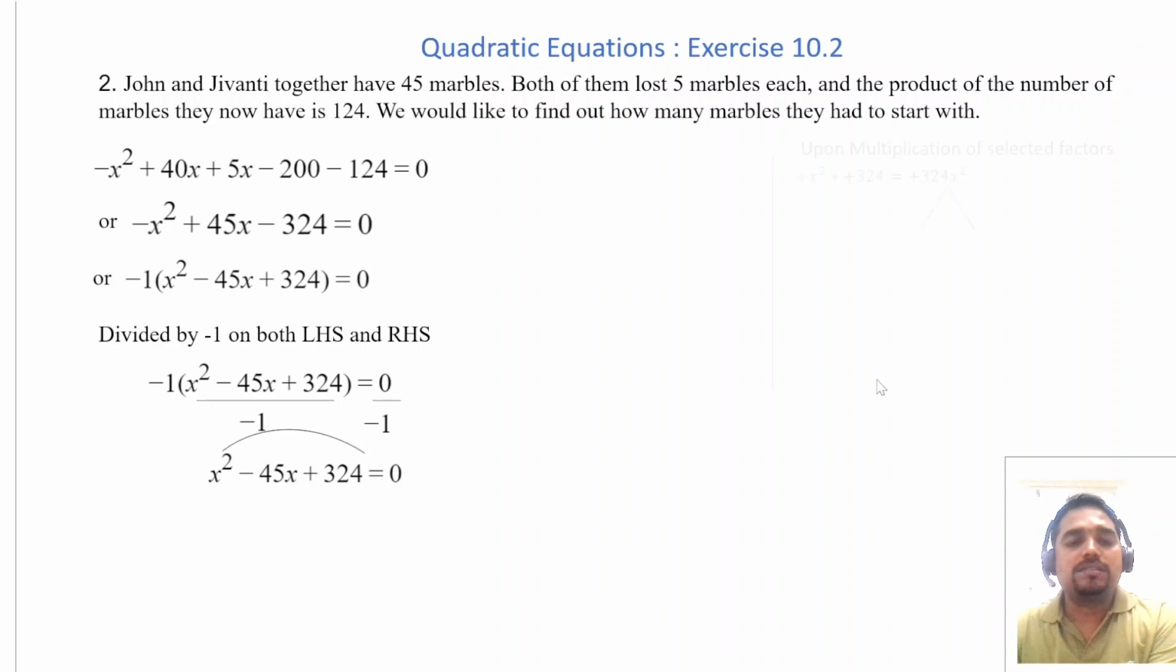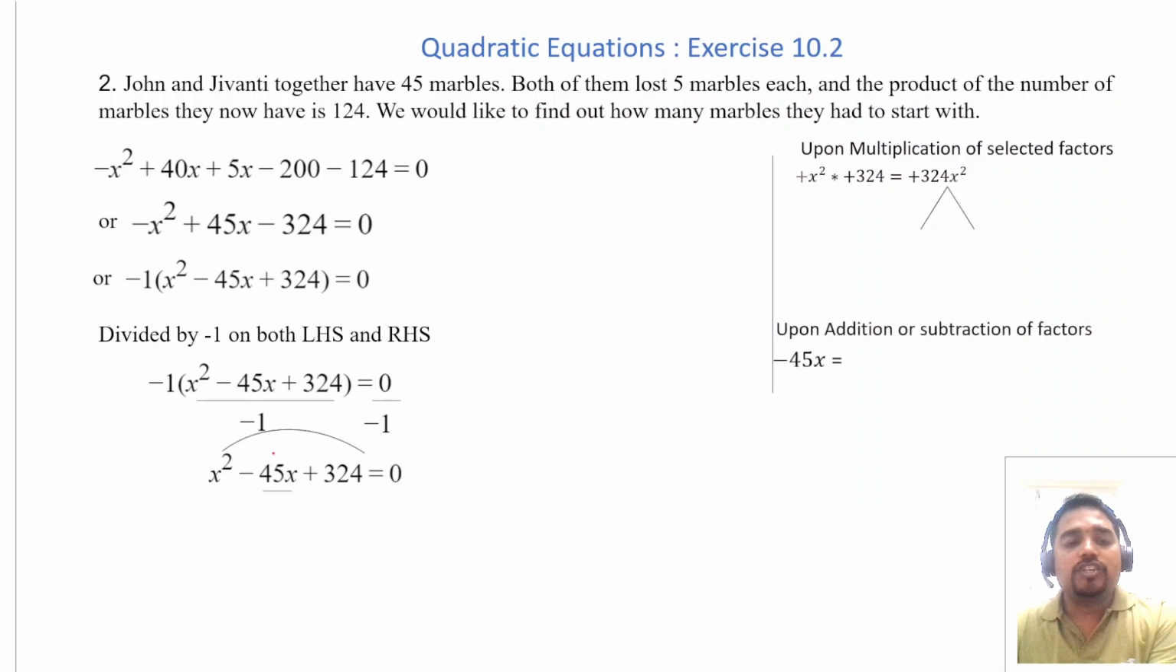We would be getting plus 324x². Also, the second condition to be satisfied is that upon addition or subtraction, we will have to get minus 45x. Because the number for which the factors have to be selected, that is 324, is quite big, now let us do the prime factorization.